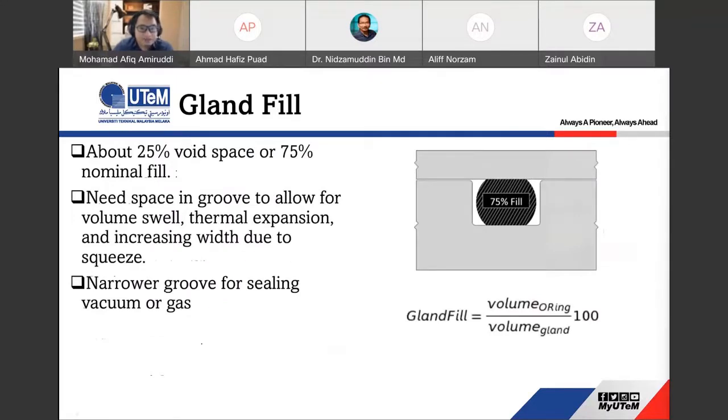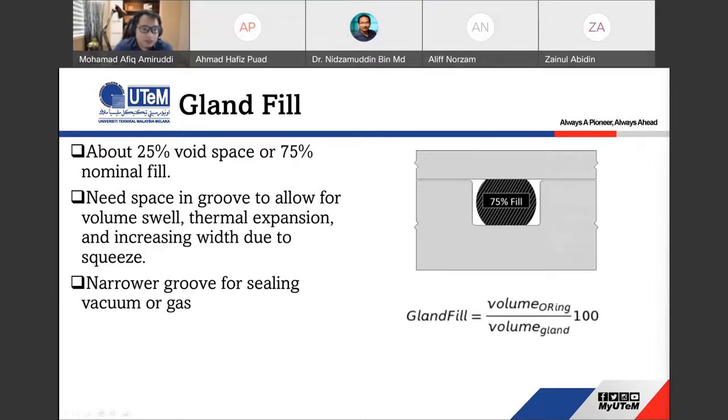Okay, gland fill. Berapa banyak amount of cross section of the O-ring needs to be filled inside the groove depth. Basically, the guideline is 75% fill. 75% of the cross section of the O-ring needs to be filled inside the groove or gland depth. Otherwise, the seal section or seal compression doesn't give any impact on the sealing process.